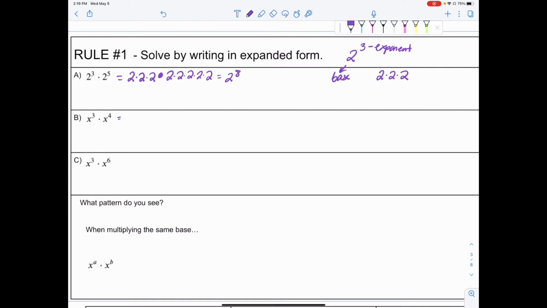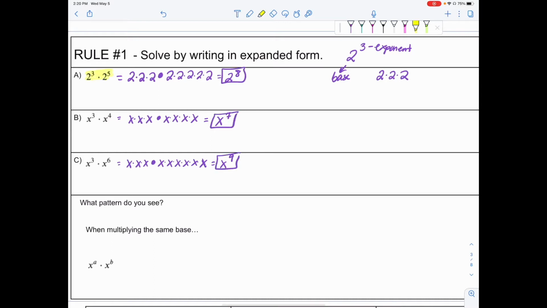Likewise, for B, if we were going to write it out the long way, x times x times x, that would be x cubed, times x to the fourth would be x times x times x times x. Then if I wanted to write that with the exponents, I'm multiplying x by itself 7 times. So that would be x to the 7th. For C, x to the third power, or x cubed, times x to the 6th. That would be x times x times x, times x to the 6th would be x times x times x times x times x times x. And then if we look at that, we're multiplying x by itself 9 times, so that would be x to the 9th.